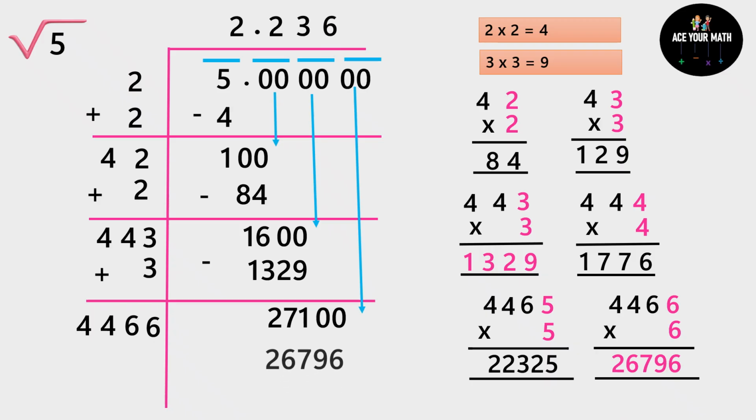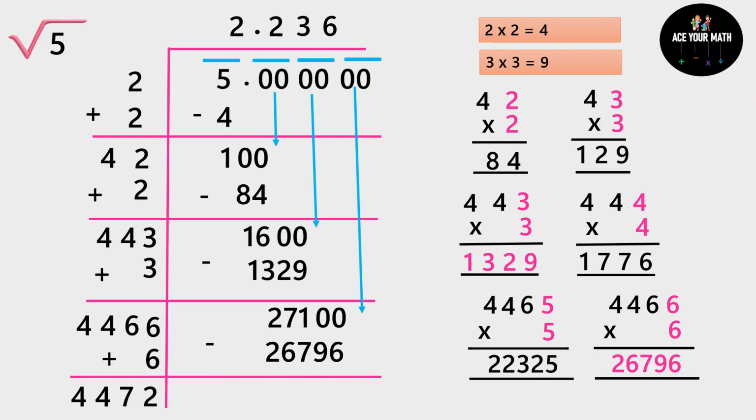At the top you write 6, at the side you write 6, and you get 26796. Now number 6 you will add on the left hand side and you will do subtraction on the right hand side. So you get 304 as the remainder. So see, we calculated up to 3 decimal places. If they ask you to calculate till 4 decimal places, you can add one more pair of 0. Okay, and the steps will remain same. So the square root of 5 is approximately 2.236.